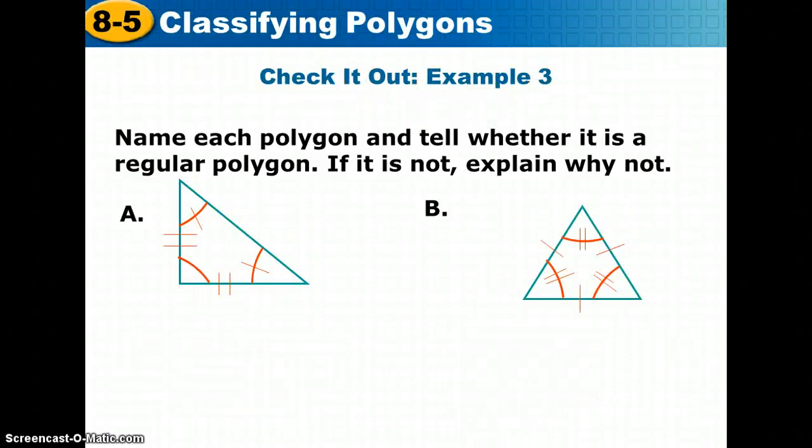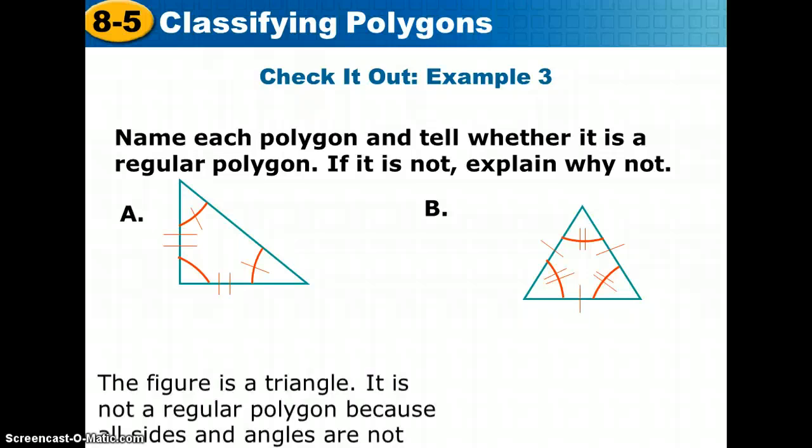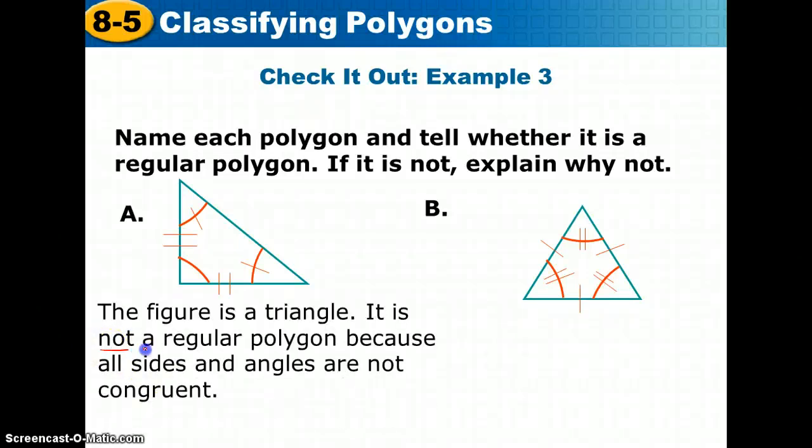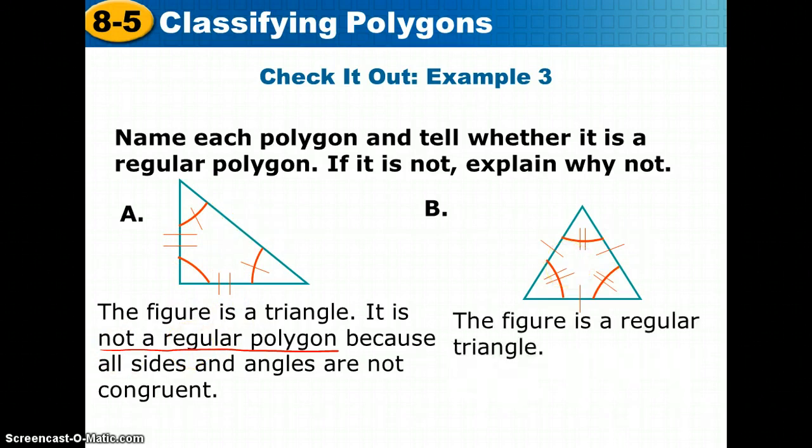Alright, your turn. Tell me if these are regular or not. Pause now. Alright, welcome back. I hope that you told us that this is not a regular polygon. This side did not have the same 2 slashes to indicate it was equal, so it is not regular. Let's try B. This is regular. Each side had 1 slash. Each angle had 2 slashes.